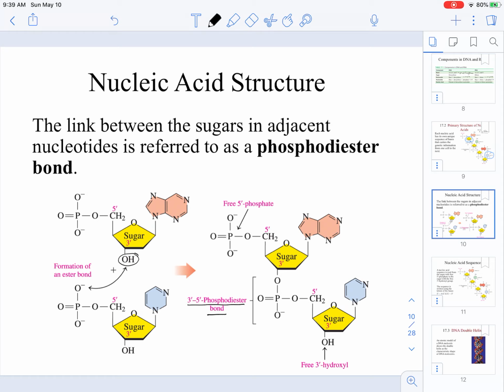And right here, this is illustrating what will happen in DNA. And again, I know that it is DNA because my carbon 2 is a CH2. So carbon 3, which has a hydroxyl, is going to be bonded to the phosphate in the incoming nucleotide to make a 3' to 5' phosphodiester bond.